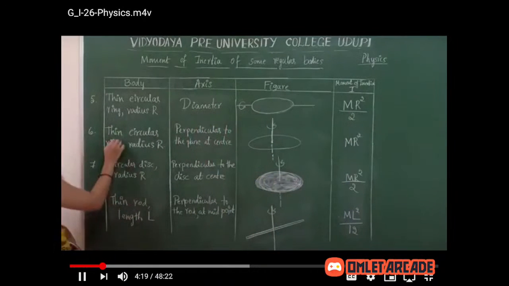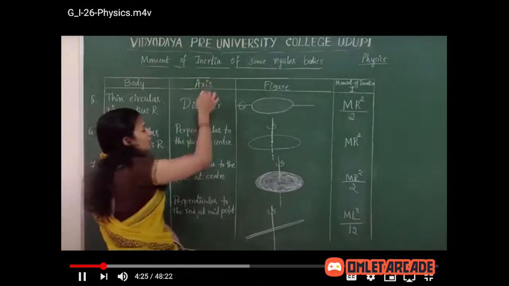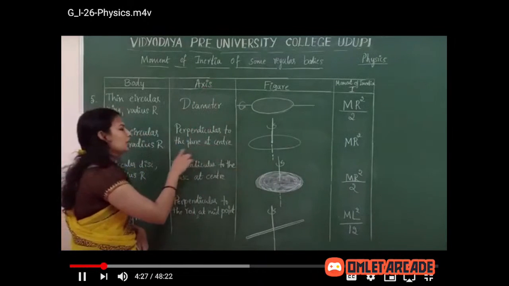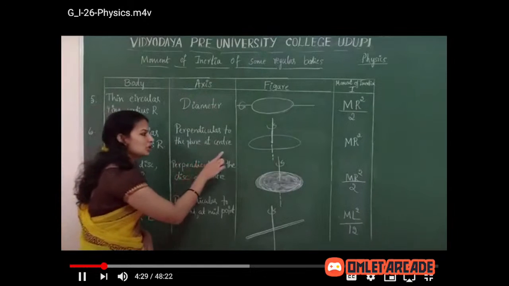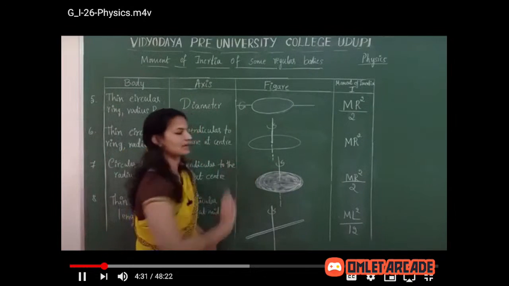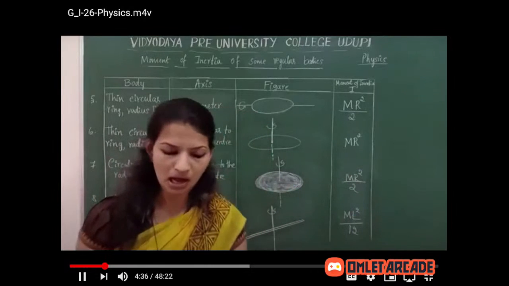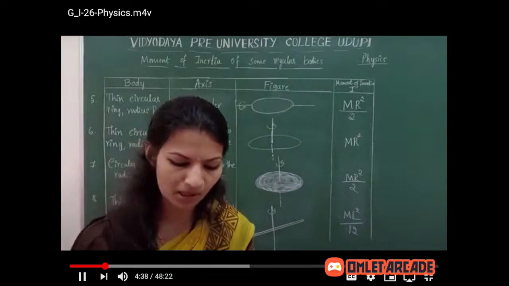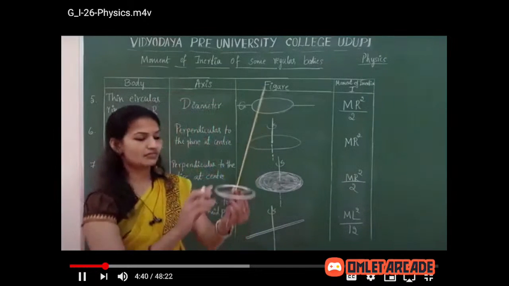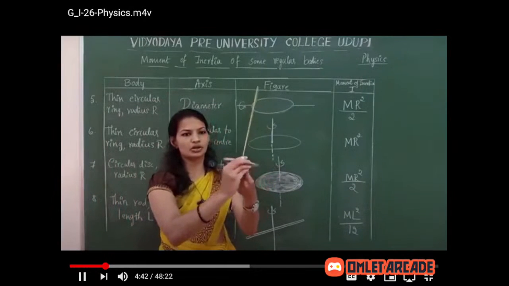Okay. Next, the thin circular ring of radius r. Here the axis is perpendicular to the plane and passing through its center. So the figure is like this. In this case, the moment of inertia is mr square. It is mr square.